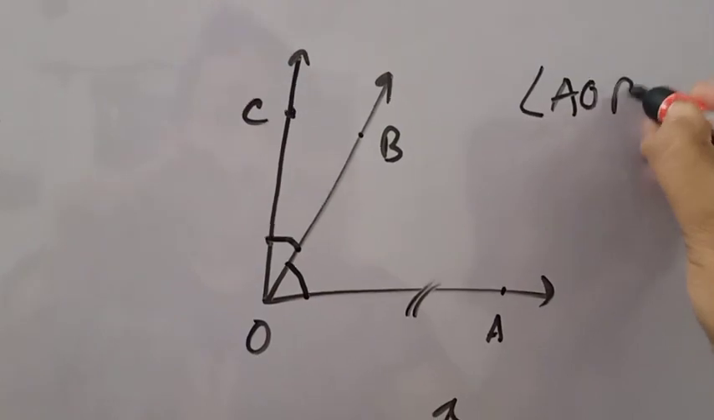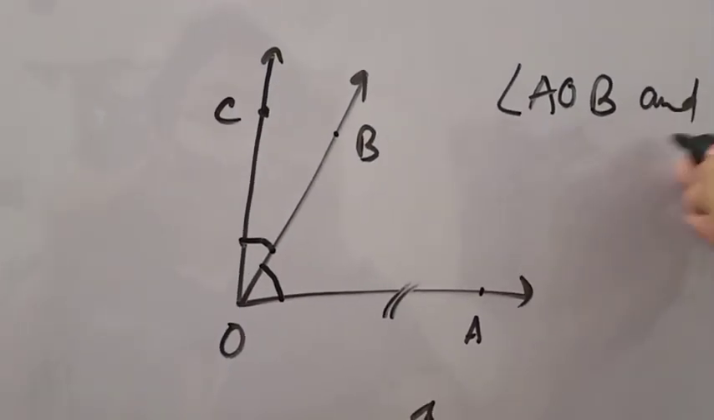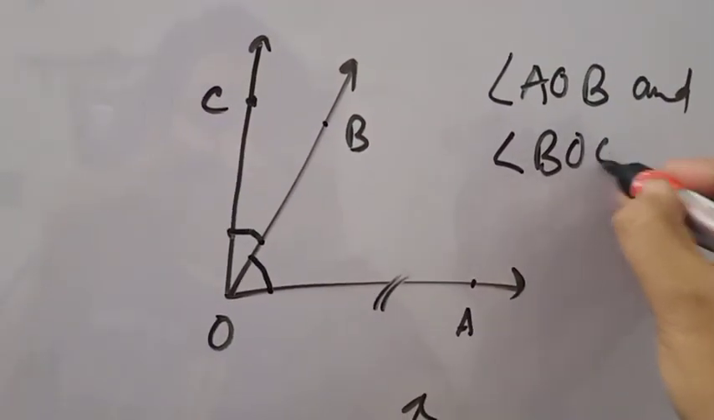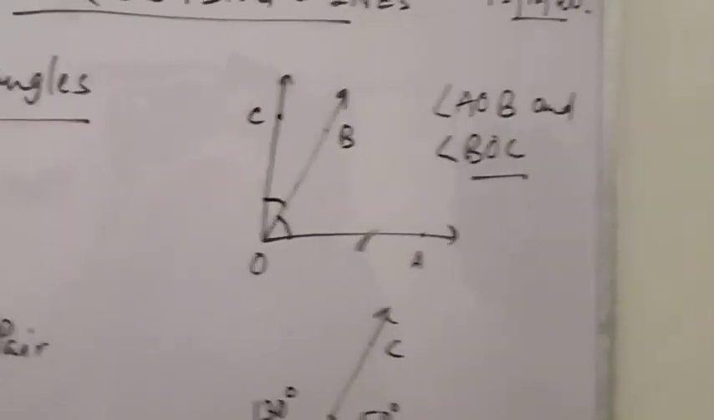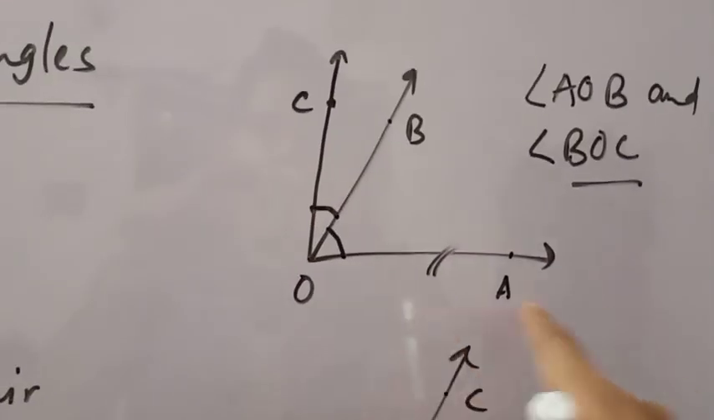AOB and BOC are adjacent angles. The common arm is OA.